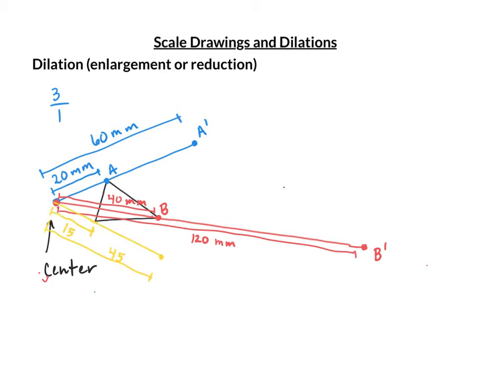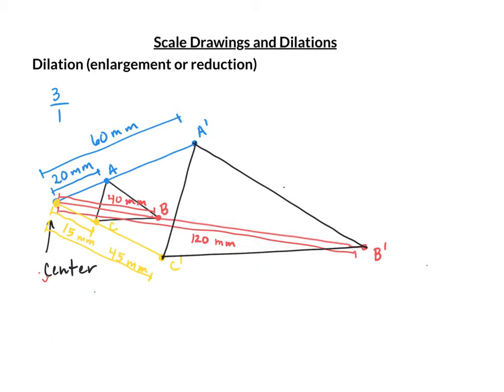I completed the measurement for my last point, which I'll call C. My new location then is C prime. I measured 15 millimeters and went from the center out to my new point, a distance of 45 millimeters. And then I'll connect those 3 points. Take a look at the 2 triangles. If I've been accurate, every side on the new shape will be 3 times larger exactly.